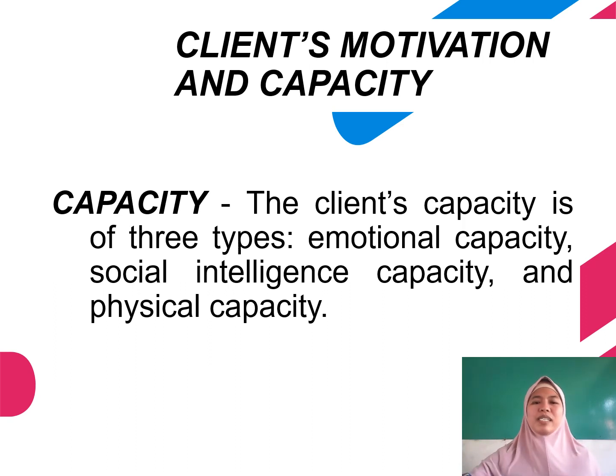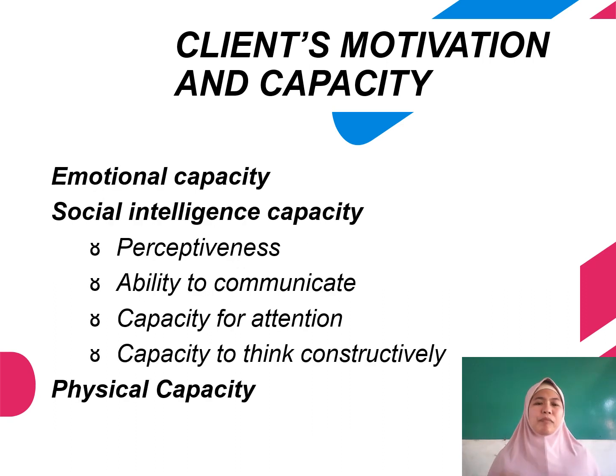Okay? So the capacity, there are three types. We have emotional capacity, social intelligence capacity, and physical capacity. Emotional capacity is our ability or capacity to think properly, to think well. Our ability to respond to the stress with corresponding proper emotions. No, social intelligence capacity means our capacity to process our problem, our capacity to organize our thoughts.